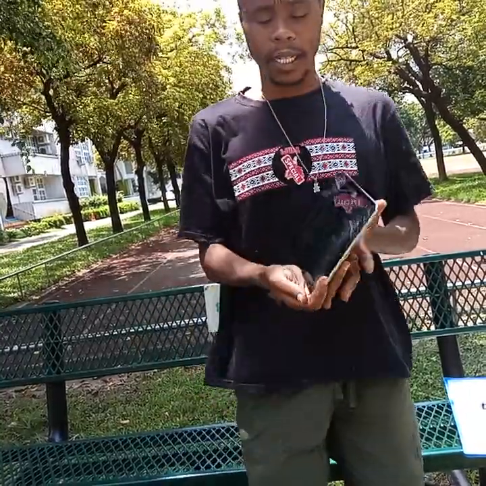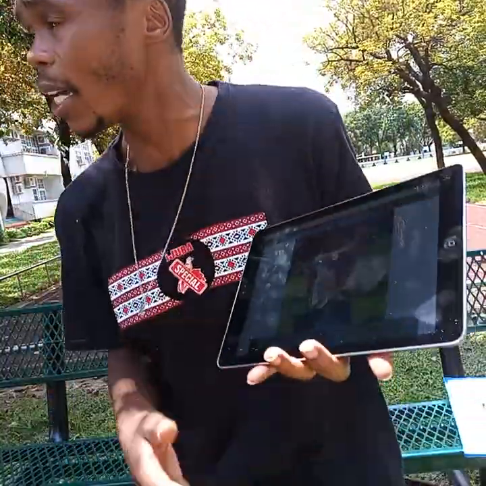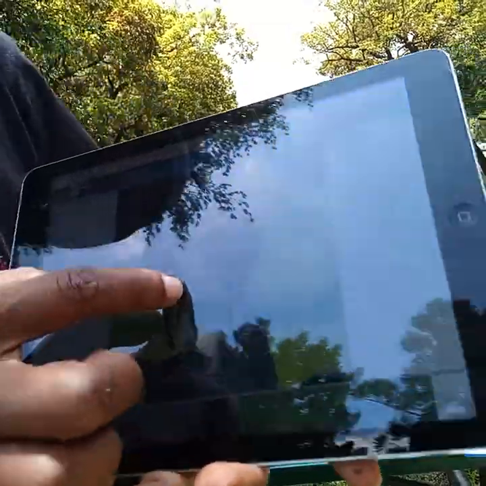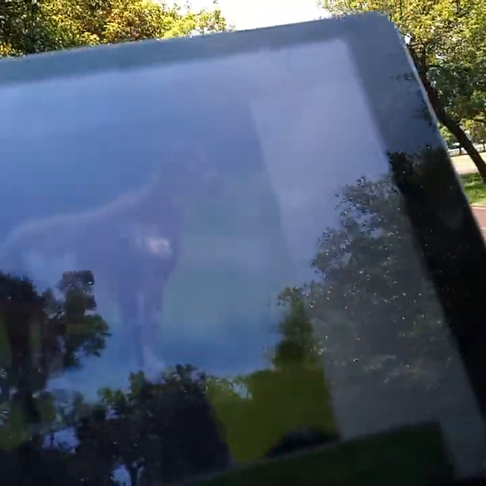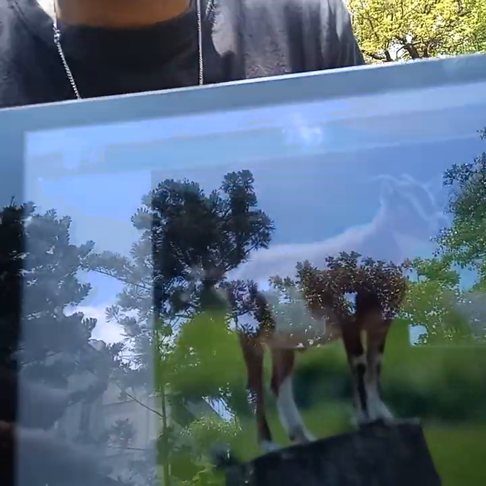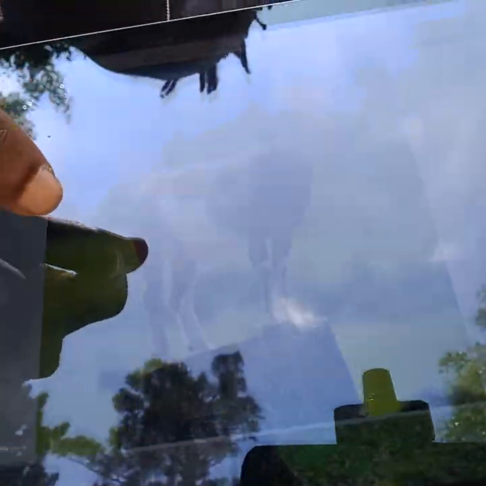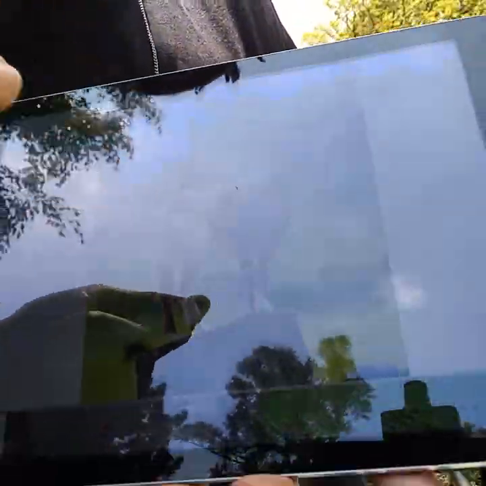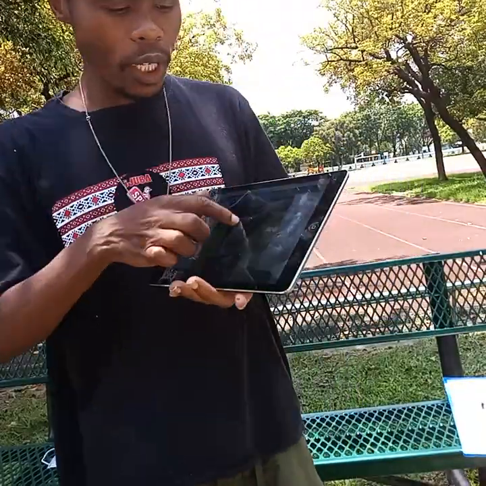All right, let's look at the animal again, because I distracted you asking about the weather. Look at the animal. What's the name of this animal? Can you see it? This is a goat. Excellent. This is a goat.